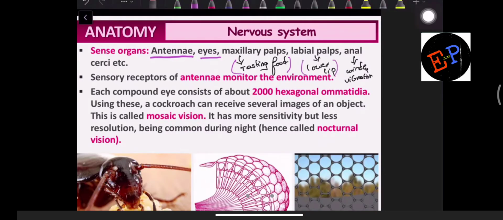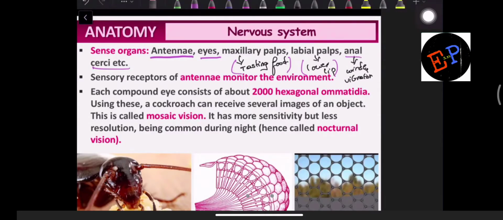So labial palp is nothing but the lower lip. Already we studied that the head of the cockroach is made up of 6 different parts. So out of this, the labial part is also one part. Clear? Next, anal cerci, etc. So anal cerci is also one sense organ.